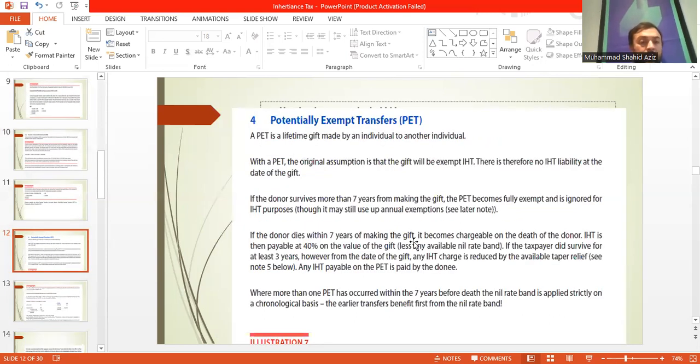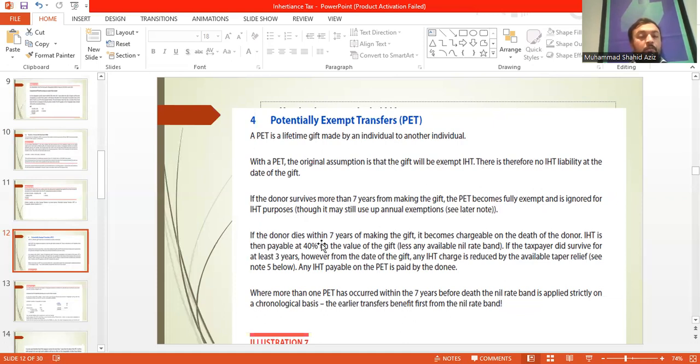First one is PET. A PET is a lifetime gift made by an individual to another individual. With a PET, the original assumption is that the gift will be exempt from inheritance tax. There is therefore no inheritance liability at the date of the gift. If the donor survives more than 7 years from making the gift, the PET becomes fully exempt and is ignored for inheritance purposes.